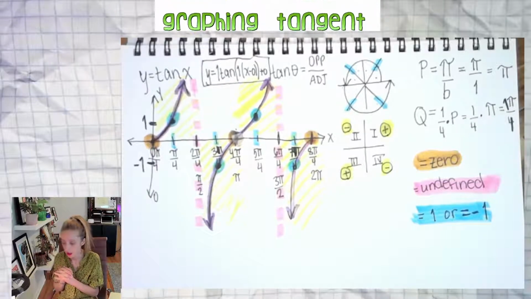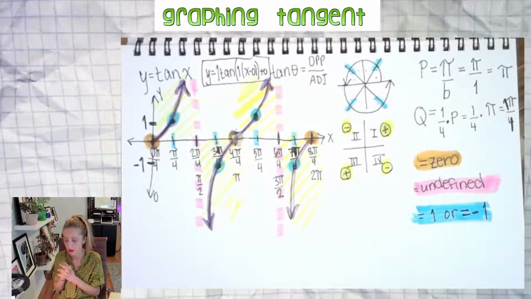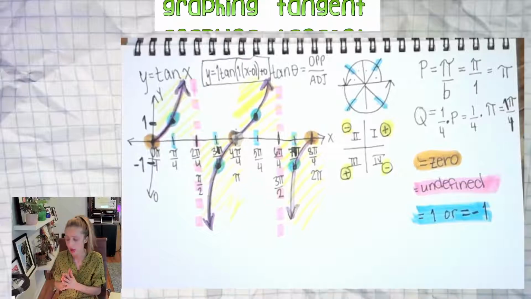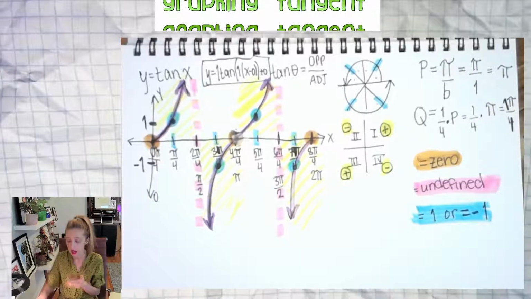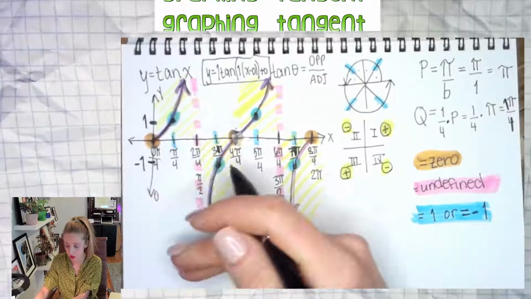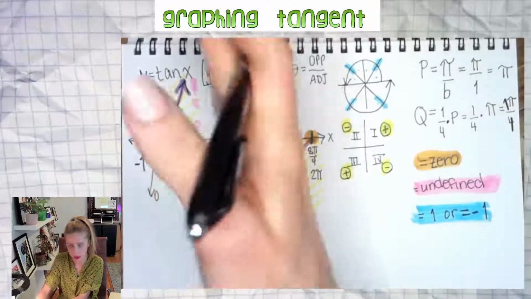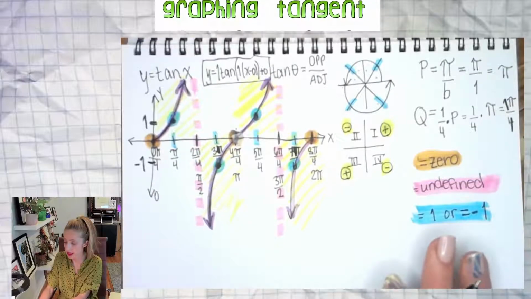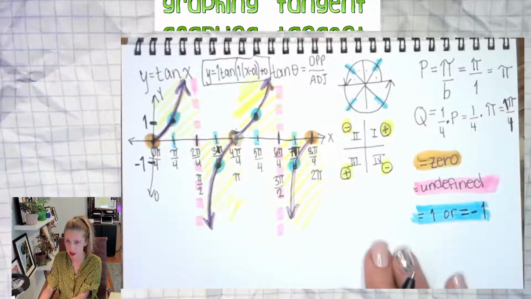As for the domain and range for this one, the domain, I'm going to wait and talk about that later. But the range is all real numbers from negative infinity to infinity. It goes up and down forever. So that right there is the tangent parent function.